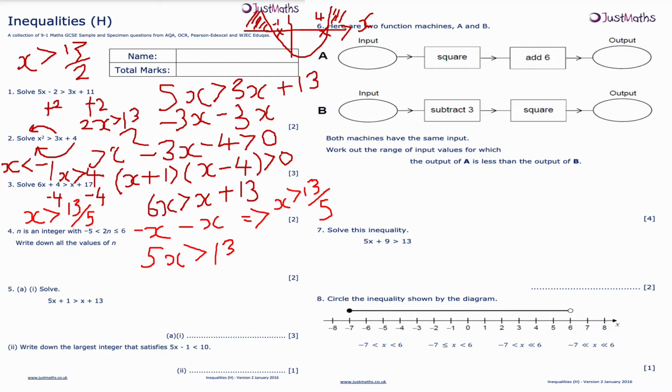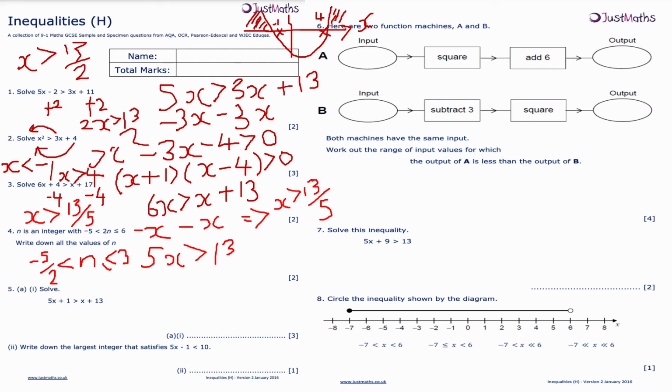Okay, this is question number 4. n is an integer with this inequality: -5 is less than 2n, less than or equal to 6. Write down all the values for n. Well, if I divide everything by 2, because 2n means 2 times n, I'm going to get -5 halves is less than n and less than or equal to 3.